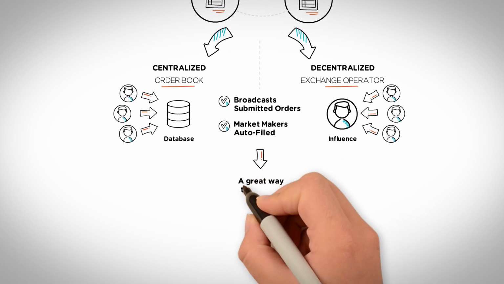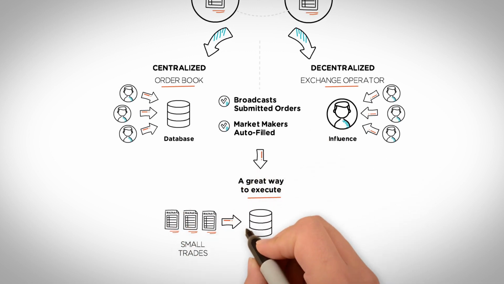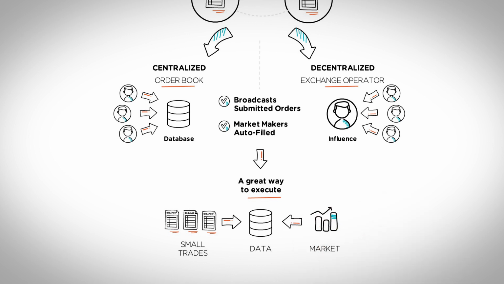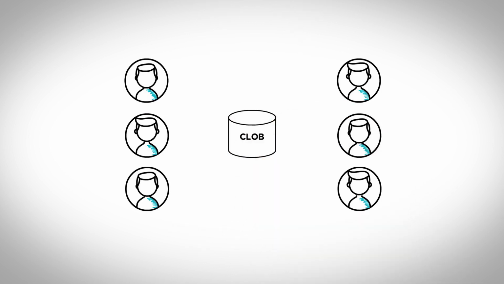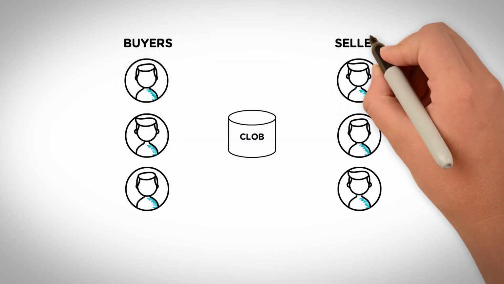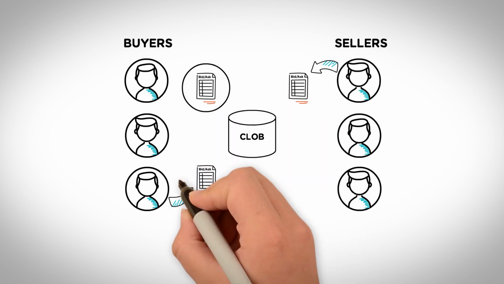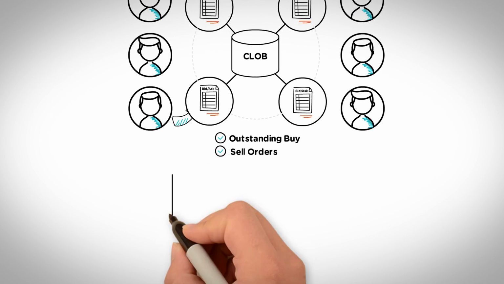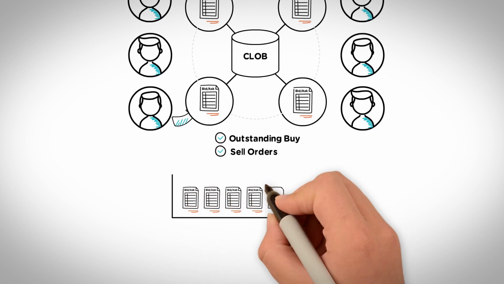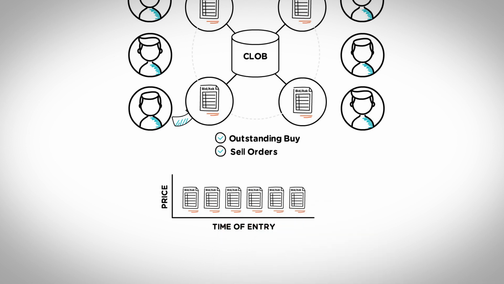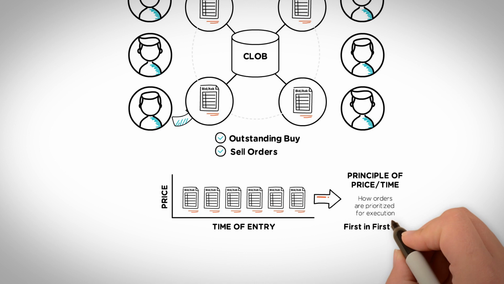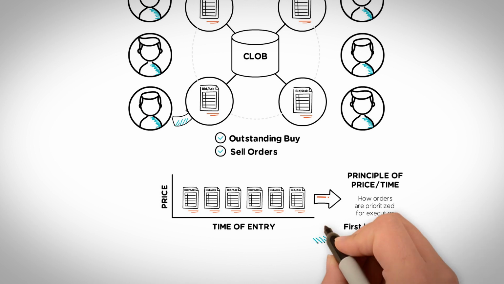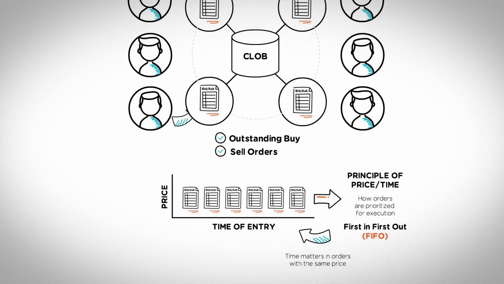Essentially, a CLOB is a great way to execute a large number of smaller trades, generating data the entire market can use when pricing. Most exchanges around the world use a central limit order book. In a typical market, buyers and sellers must submit orders to a central limit order book, which collates all outstanding buy and sell orders. Outstanding offers to buy or sell are stored in a queue and filled in a priority sequence by price and time of entry. The principle of price-time priority refers to how orders are prioritized for execution. Typically, orders are matched on a first-in, first-out basis, FIFO, meaning that time matters when placing an order with the same price as another order.